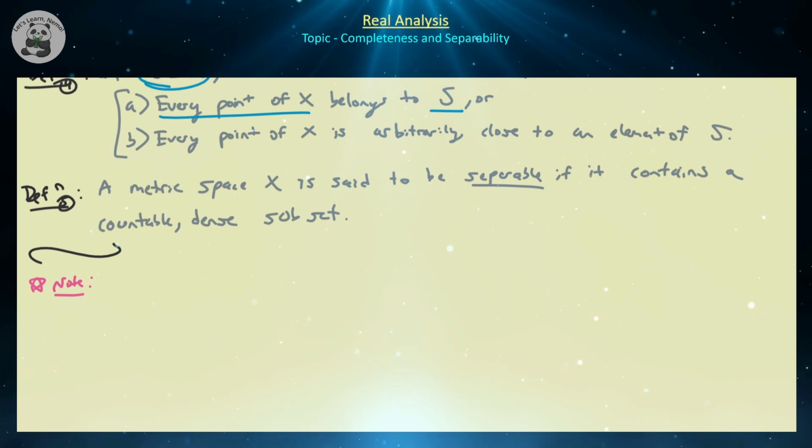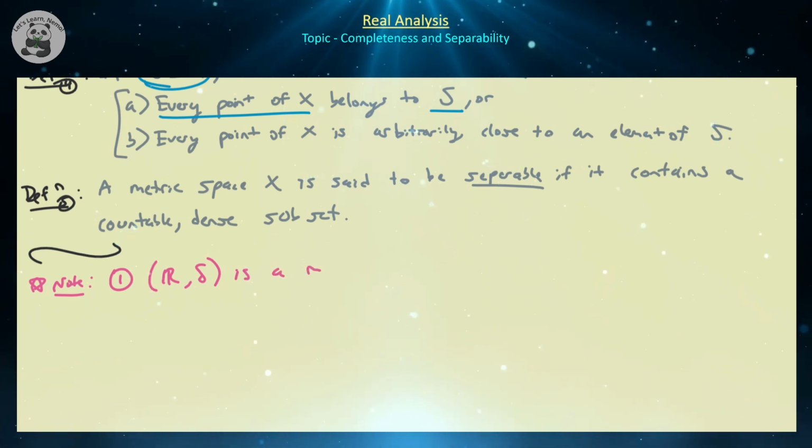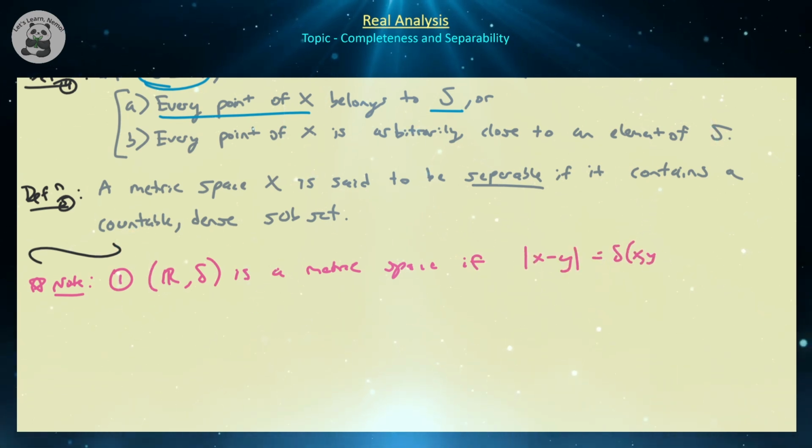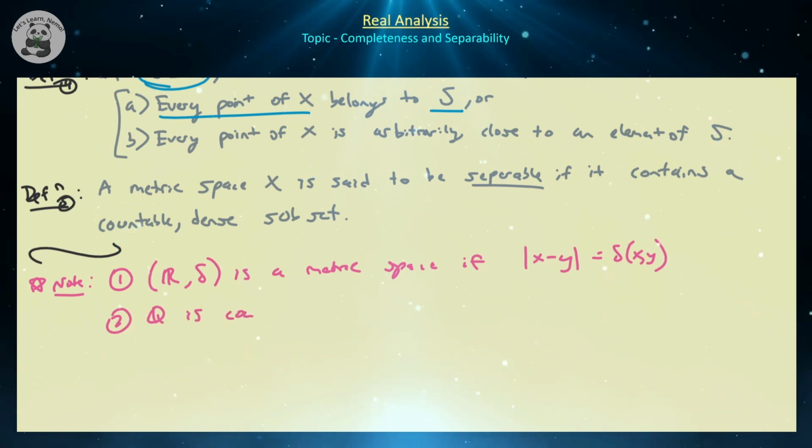So, before we get into the last theorem of today, I just want to recall a very important result that we proved last time. In particular, if we take our delta, this is indeed a metric space if we take the absolute value of x minus y to be our metric. So it satisfies those four properties of a metric. And the second property that we proved at another time was that Q is countable.